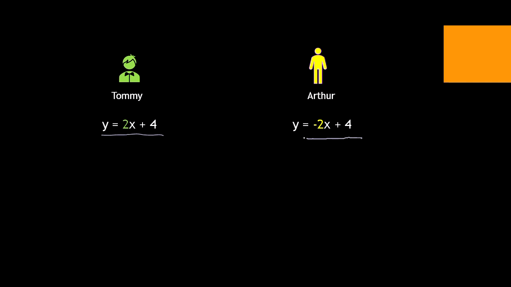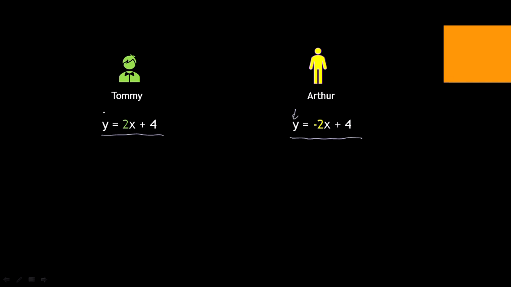In this video, let us now compare Tommy and Arthur. This is Tommy and this is Arthur. This is the equation that represents the income of Tommy. We've seen that earlier also. Here, this is the equation that represents the money Arthur is left with.